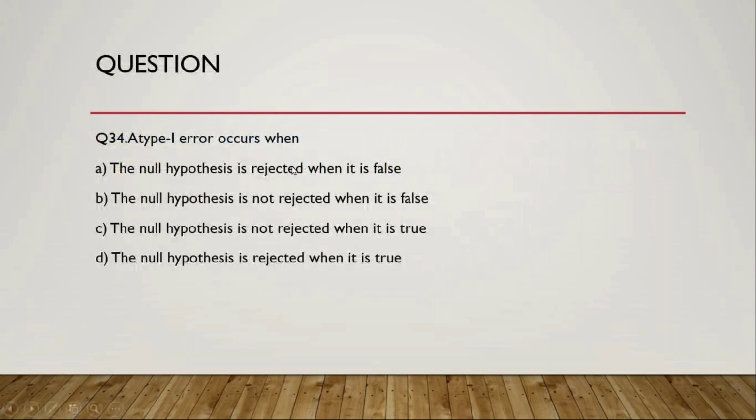So a type 1 error occurs when, option A, the null hypothesis is rejected when it is false. Option B, the null hypothesis is not rejected when it is false. Option C, the null hypothesis is not rejected when it is true. Option D, the null hypothesis is rejected when it is true. So what is the answer? Option D. Yes, a type 1 error is also known as alpha error.